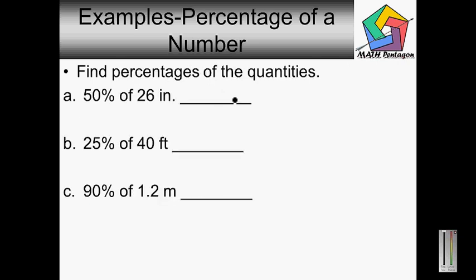Okay, here we have find the percentages of the quantities. So we have 50% of 26 inches. So I have to find 10% first of this. So remembering finding 10%, we've got to divide by 10. So 26 inches divided by 10, and that's going to give me 2.6.